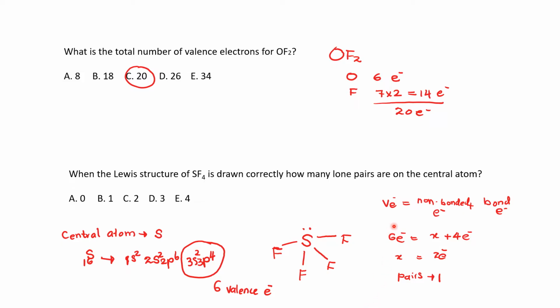The valence electrons are the total count of non-bonded electrons plus the bonded electrons. In this case, we have 6 valence electrons. The number we need to find is how many non-bonded electrons there are, and we have 4 bonded electrons. So 6 equals x plus 4, which makes x equal 2 electrons. If you pair them, that means you have a single pair of electrons on sulfur. So the answer is B.